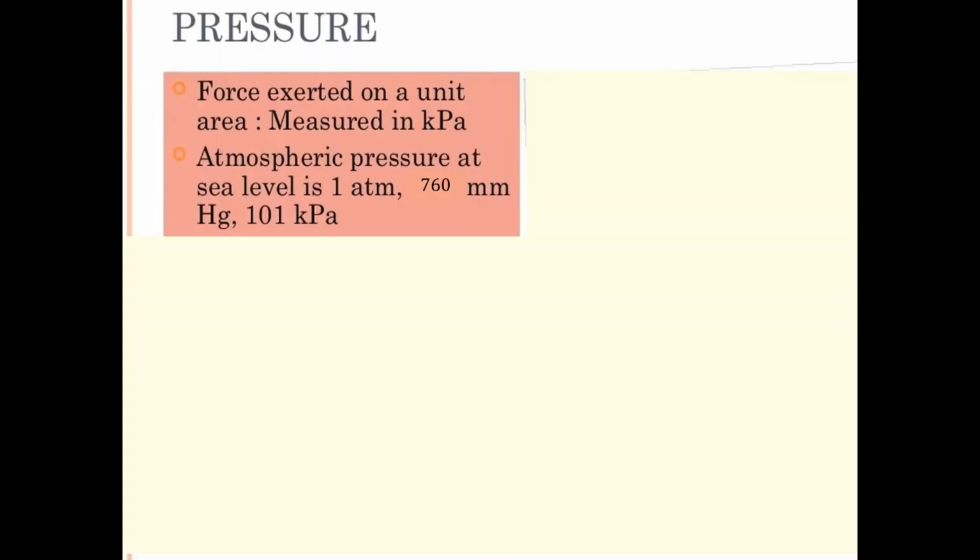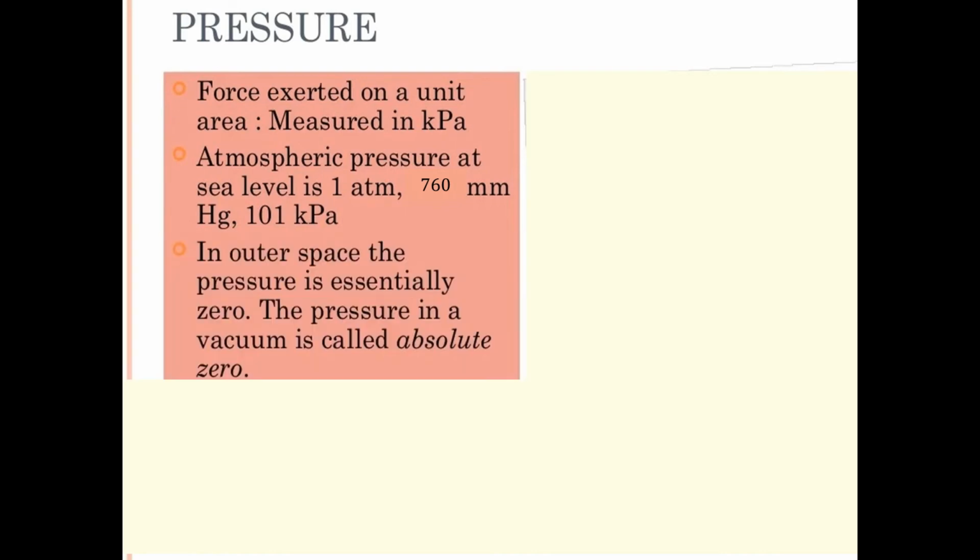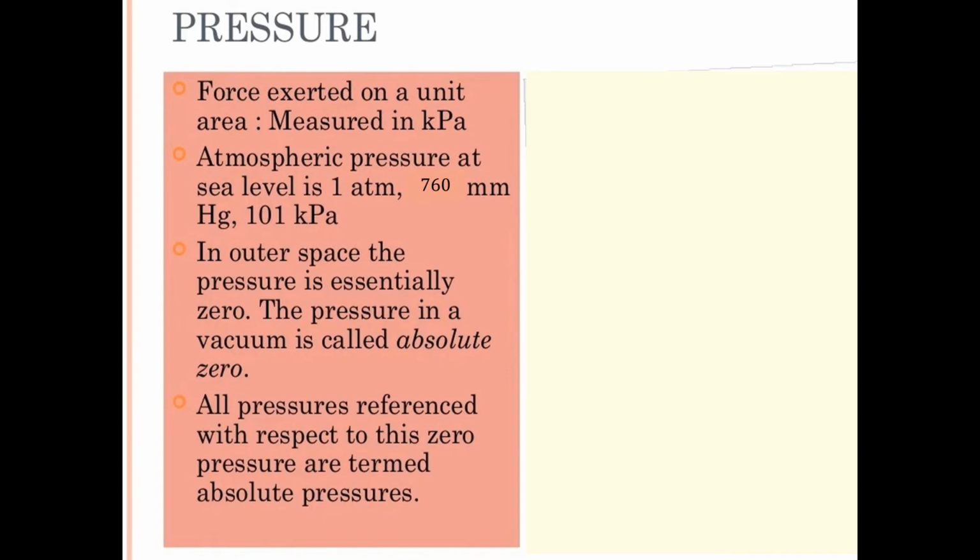So again, pressure is force exerted on a unit area. It is measured in kilopascal or megapascal. And then atmospheric pressure at sea level is 1 atmosphere, 760 mm of mercury, and 101.325 kilopascal. In outer space, the pressure is essentially zero. The pressure in a vacuum is called the absolute zero. All pressures referenced with respect to this zero pressure are termed as absolute pressures.